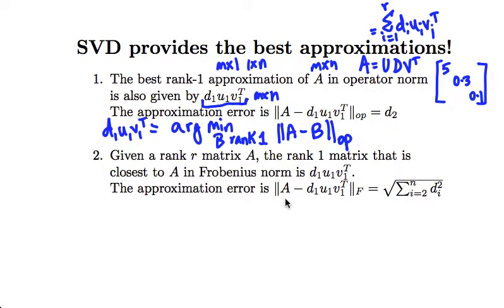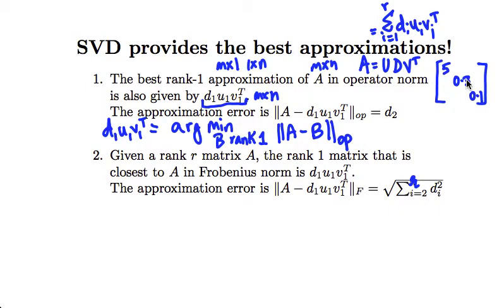And similarly, if A is just written as this summation and I remove the first term, then the Frobenius norm of what remains is just the sum of i equal to 2 to R of d_i squared. So that's the approximation error in both cases. And again, if d2, the second singular value, is small, or in some sense the sum of squares of all these other singular values is small, then I can gain a lot by just dropping all of them and setting them to 0 and keeping only the first entry.